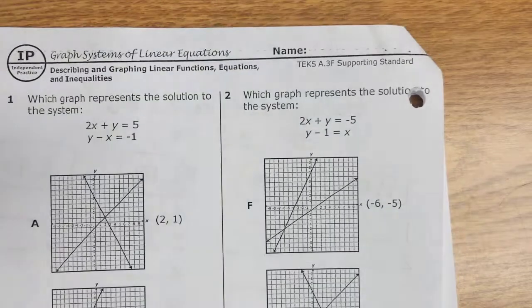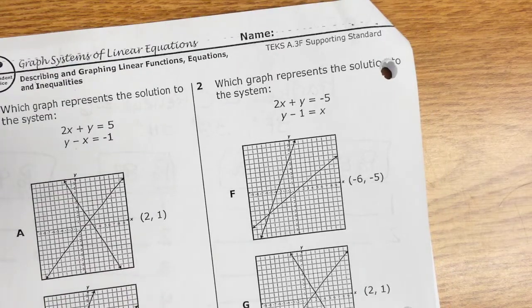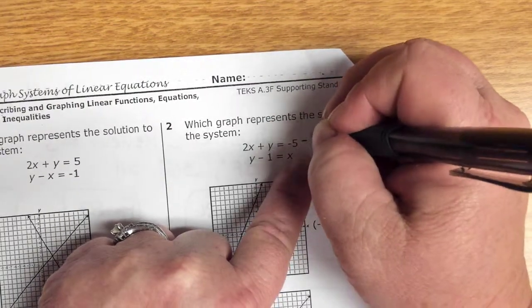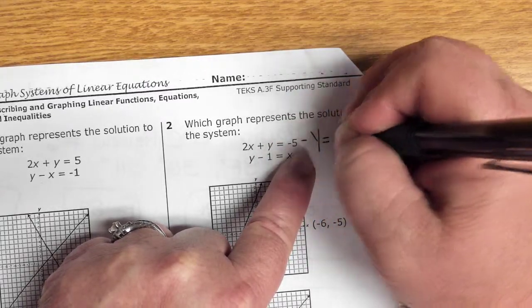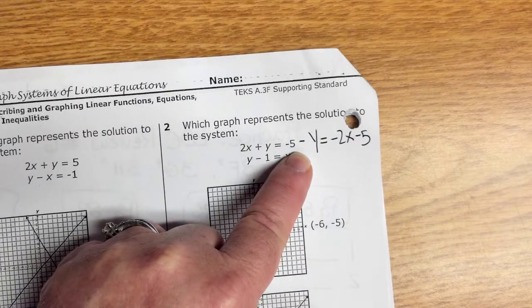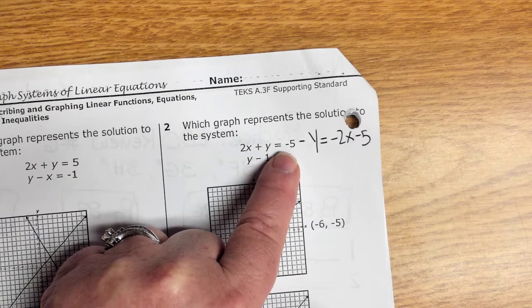All right, let's turn to page 85. Page 85, number 2. Which graph represents the solutions to the system? Well, first thing I have to do is change these to what? Y equals. So this one is y equals negative 2x minus 5. Anybody have a problem with that? Plus 5. No, it's minus 5. Oh, y'all are doing number 2. I'm doing number 1. Okay.